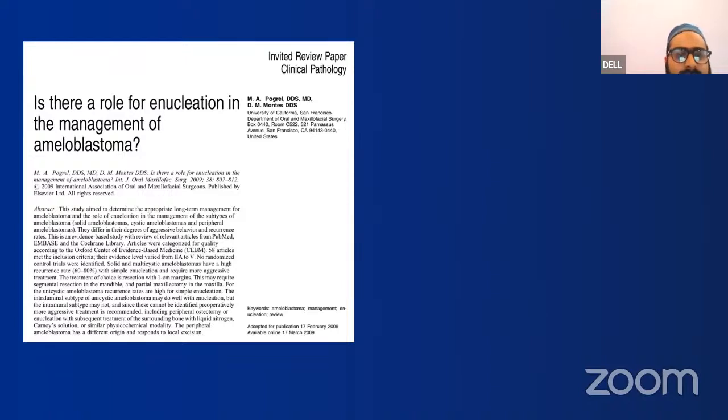And in case of perforation of the cortex, one uninvolved soft tissue layer also has to be included in the resected mandible. But in case of a unicystic type, enucleation can be done. But in case there is a mural unicystic ameloblastoma on histopathologic serial examination, then the management again changes and we have to resect because the mural type is again aggressive.